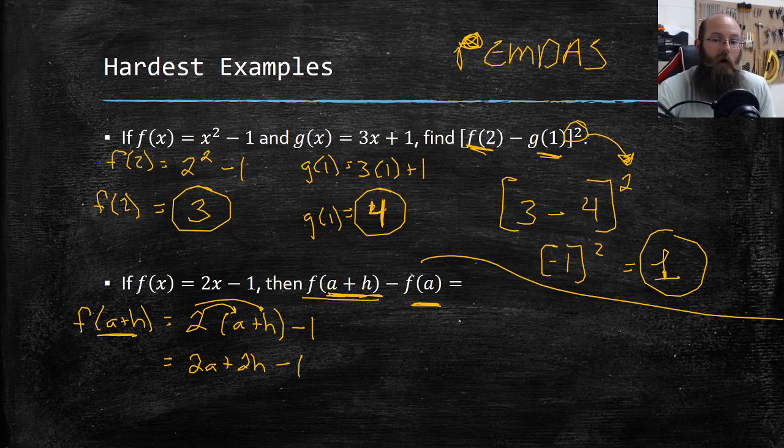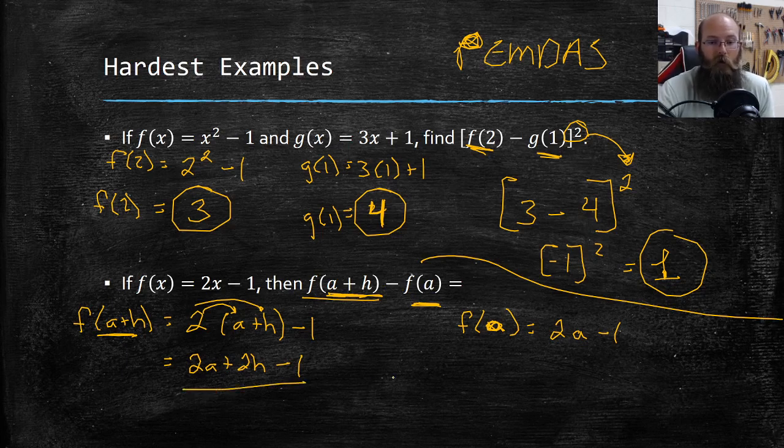Then I need to find f of a. So instead of an x, I'm now going to substitute in an a. So it's still the same function. So instead of an x, it's now 2 times a minus 1. All right, so both of those pieces are done. Now I have to combine them. This says find that big thing and then subtract the f of a from it.